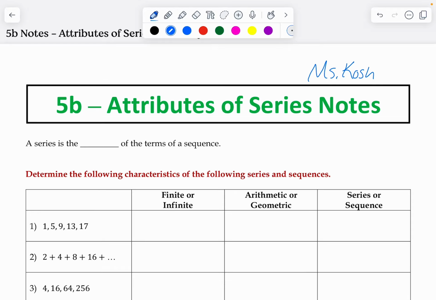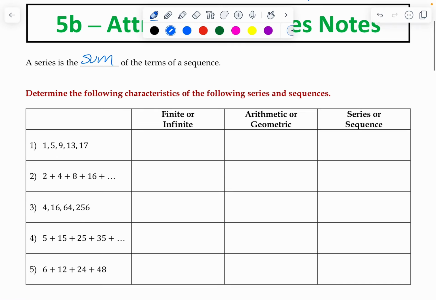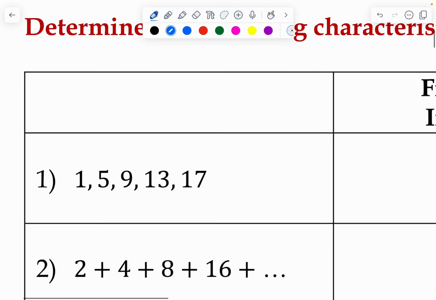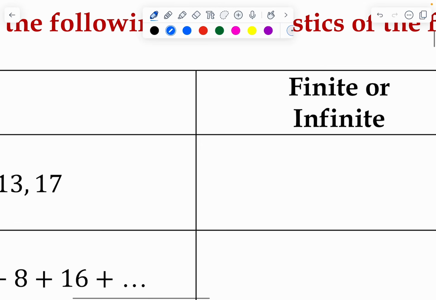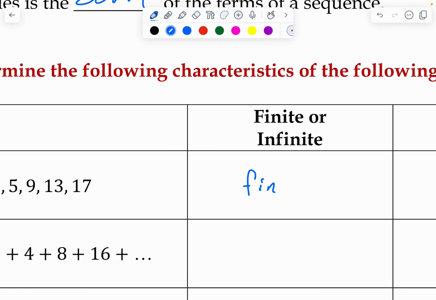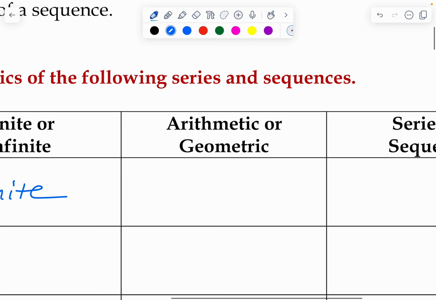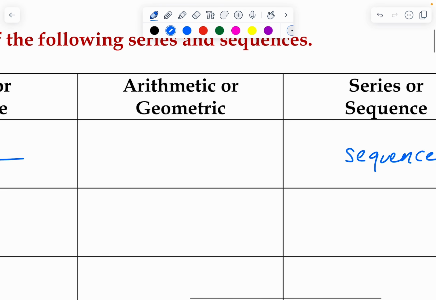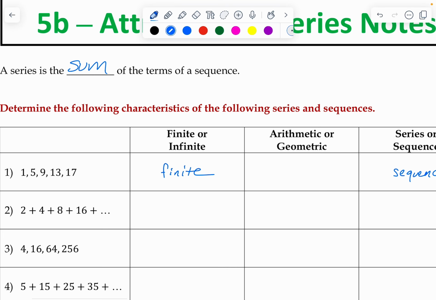A series is the sum of the terms of a sequence. Here are a few little things we could look at. On the first one, we see commas. We don't see plus signs. This is just a sequence. Is it infinite or finite? Well, there are 1, 2, 3, 4, 5 terms. That is a finite number, so this is a finite sequence. And we were adding 4, adding 4, adding 4. This is arithmetic.